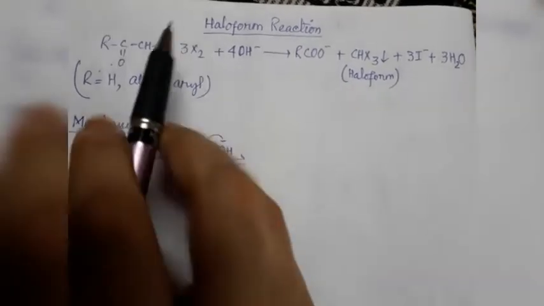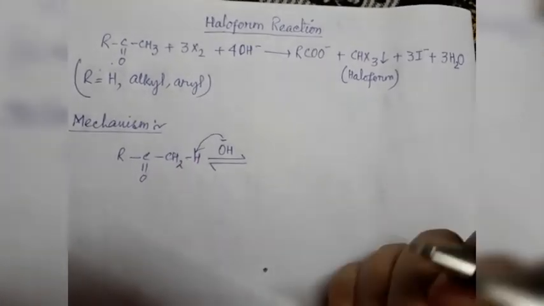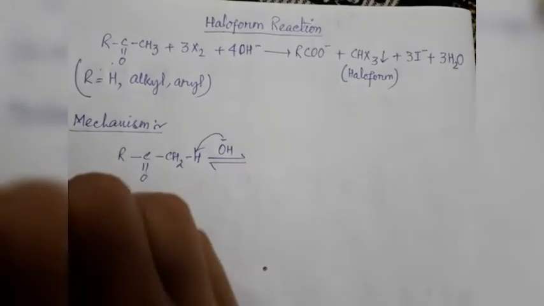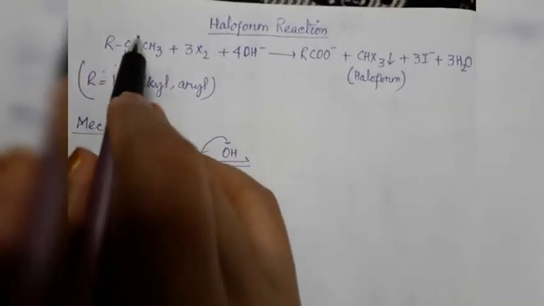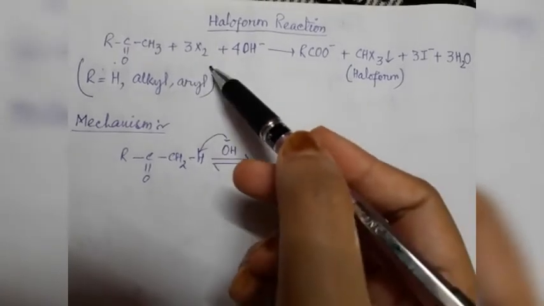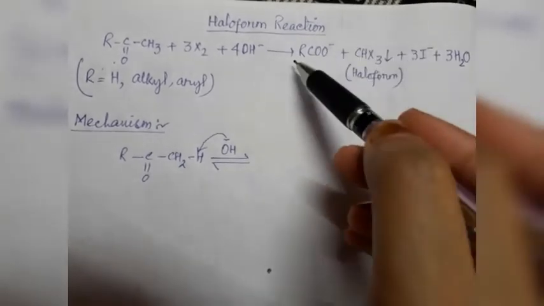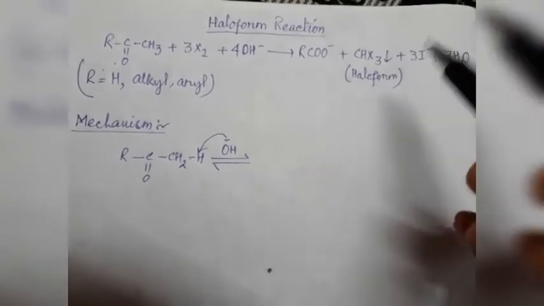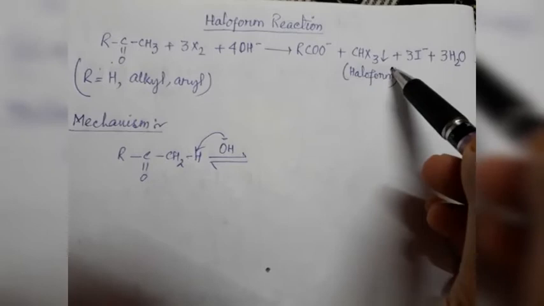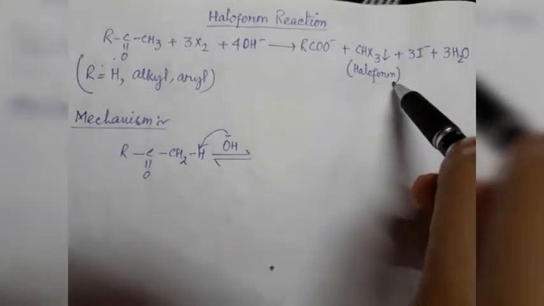So today we will discuss haloform reactions. This is basically the reaction of carbonyl compounds having a keto-methyl group with a halogen molecule, in the presence of alkali. It will produce the salt of a carboxylic acid, that means RCOO minus or carboxylate anion, with a haloform, that means chloroform or bromoform or iodoform it can produce.